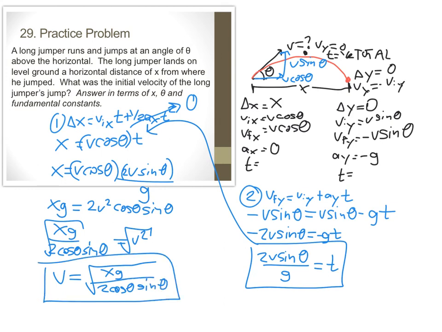So there's my answer. There is a nice little trig identity with this term down here, and you could use it, and that's the 2 cosine theta sine theta is actually equal to sine of 2 theta. So you could say that v is the square root of xg over sine of 2 theta. But we certainly don't need to go ahead and make that substitution. It would just be, if you happen to remember that trig identity, you could use it.